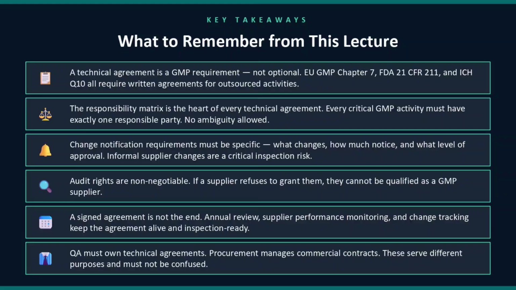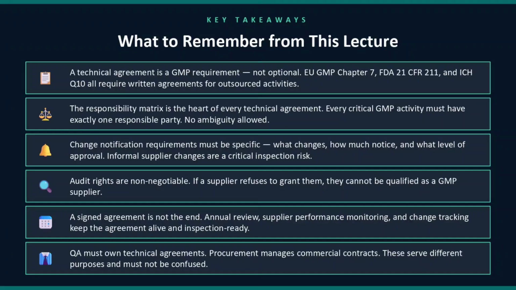6 things to remember from this lecture. Number 1. A technical agreement is a GMP requirement under EU GMP Chapter 7, FDA 21 CFR 211, and ICH Q10. For every outsourced GMP activity, a written agreement must exist. Number 2. The responsibility matrix is the heart of the agreement. Every critical GMP activity must have exactly one responsible party. Shared responsibility without clear escalation paths is a compliance gap.